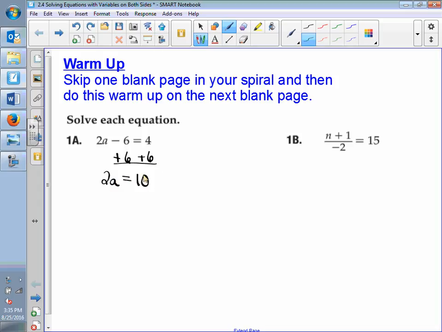And then how do I get the a by itself? Divide by 2 on both sides. So a is equal to 5. Is everybody clear? Okay. On the other side here, we want to get rid of our fraction. We want to get rid of that fraction first. Okay? So how do I get rid of this denominator?